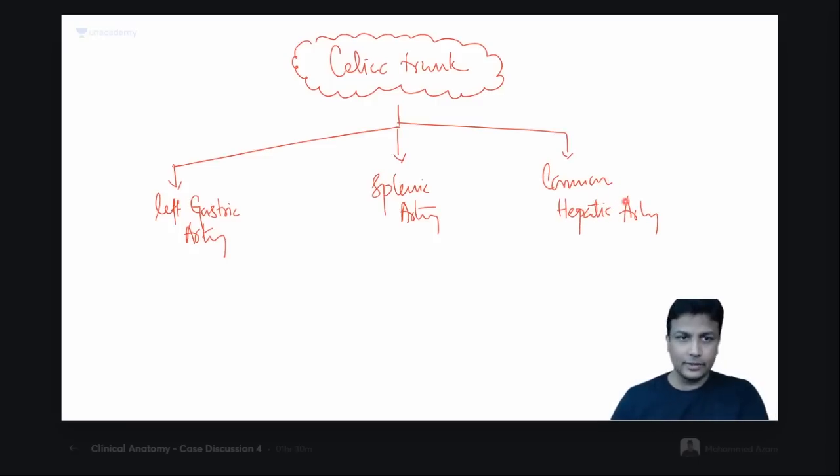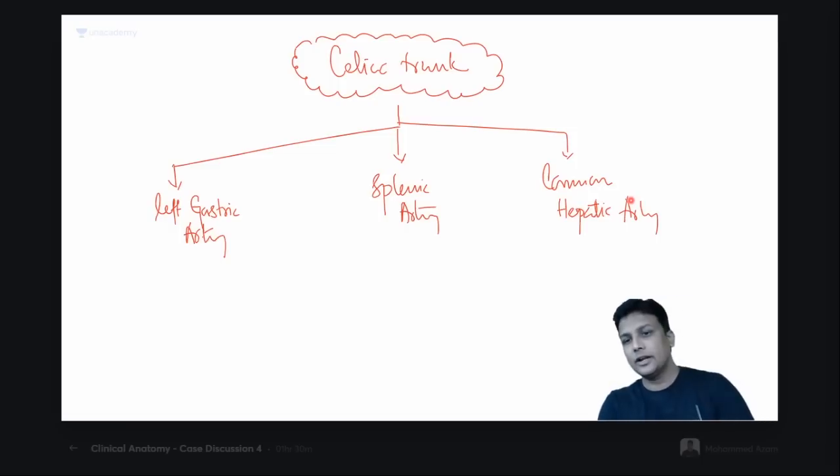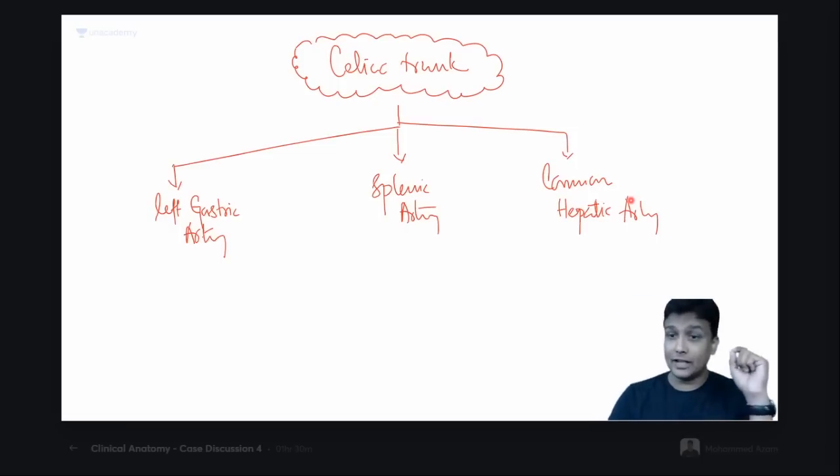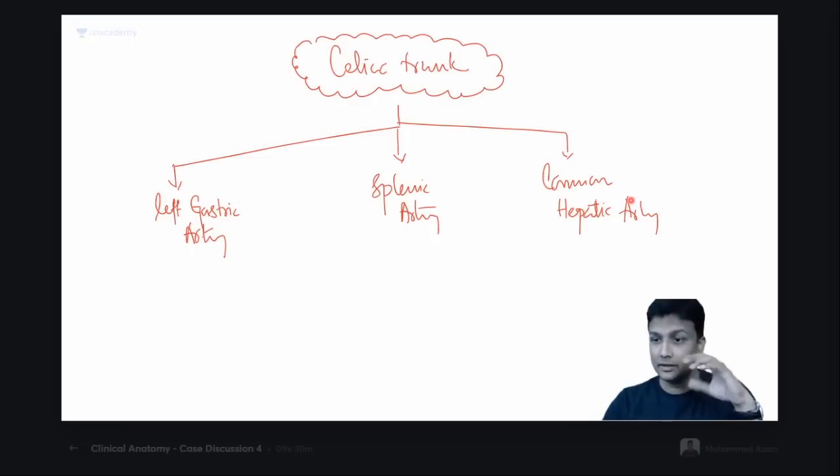So celiac trunk will be giving like 3 branches here. Okay, and those 3 branches will be number 1, left gastric artery, that is the easiest one. And number 2 will be the splenic artery. And splenic artery will be the moderate one. It is not that much difficult, not that much easy. And the common hepatic artery, yes, that will be the most difficult one, guys. The most difficult one.